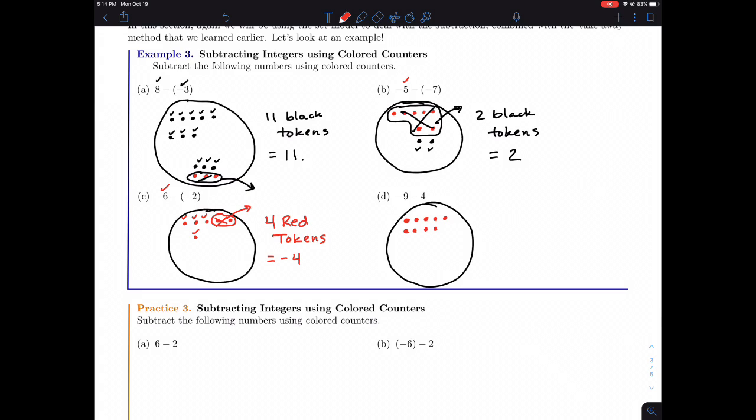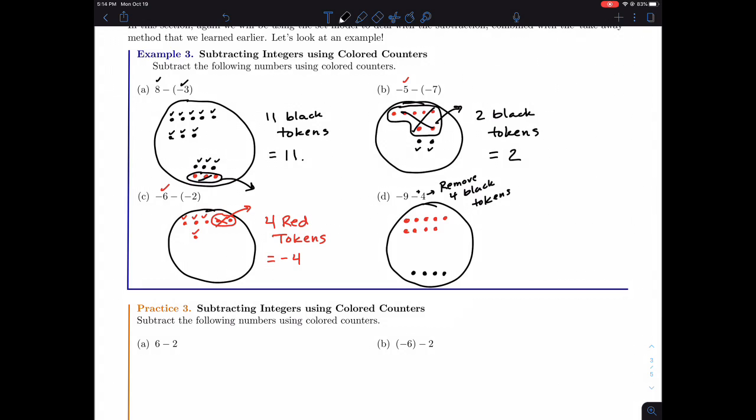So in this case, it's not explicitly written there, but remember when 4 is written by itself, it means +4. So that means I need to remove 4 black tokens. But again, just like part A, I didn't have any of those tokens. Same here, I don't have 4 black tokens in there. So I need to put 4 black tokens in there so I can actually remove them. So in this case, I'm going to put in my 4 black tokens.